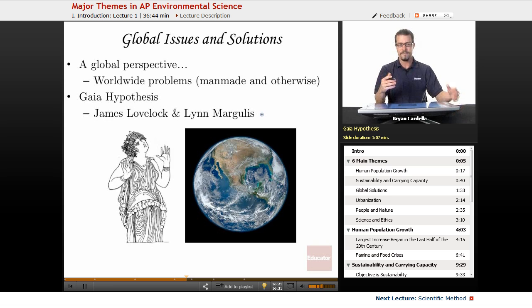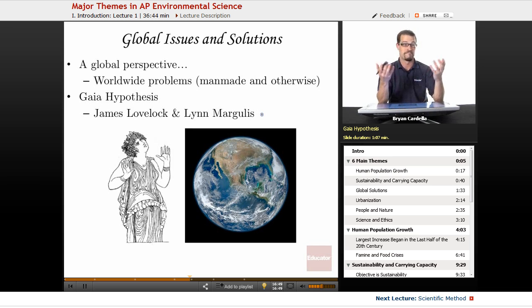They believe that life on Earth has actually changed Earth in the sense that it can continue to support life. And it's this kind of intertwined relationship that Earth has been changed by us and we continue to change Earth to support us. So that's an interesting hypothesis that changed the way that people have viewed our planet.